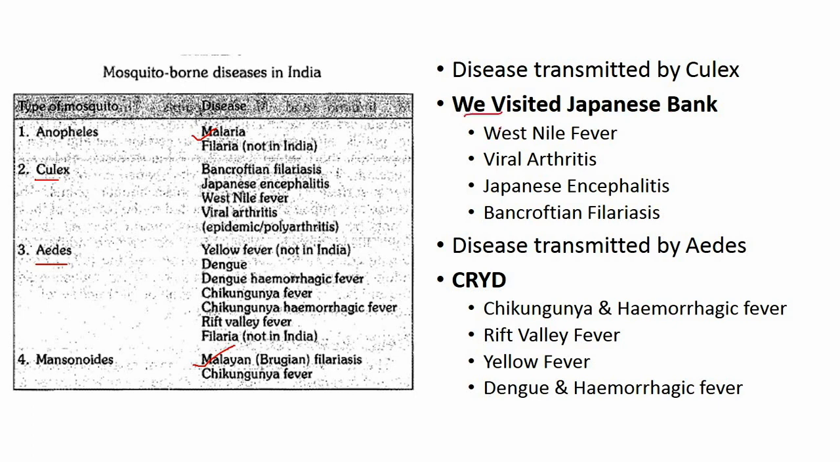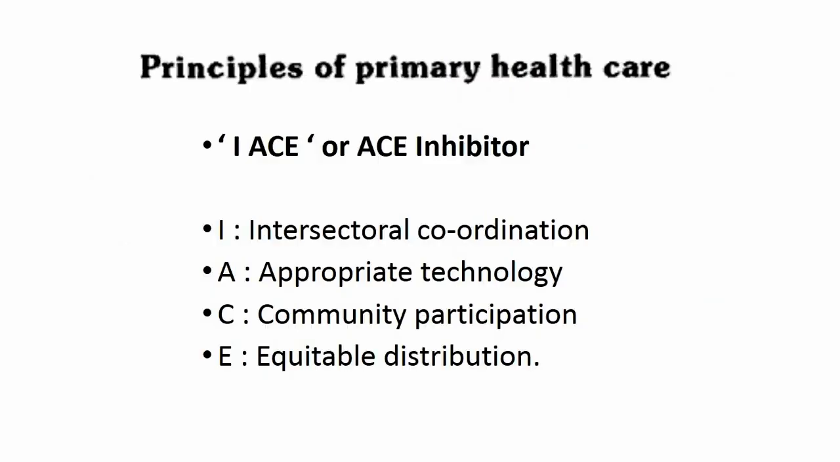So W stands for West Nile fever, V stands for viral arthritis, J stands for Japanese encephalitis, B stands for Bancroftian filariasis. Diseases transmitted by Aedes, CRYD, cried. So C stands for chikungunya and hemorrhagic fever, R stands for Rift Valley fever, Y stands for yellow fever, D stands for dengue and dengue hemorrhagic fever. So these are all the mnemonics which we can remember. Culex, we visited Japanese bank. Aedes, cried, CRYD.